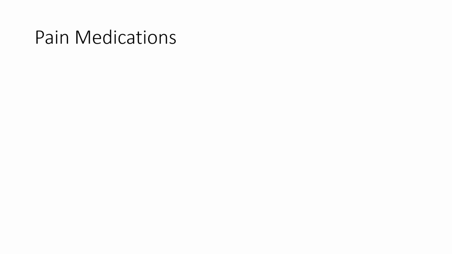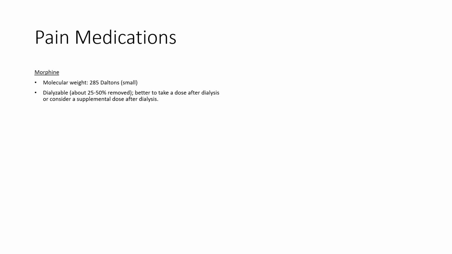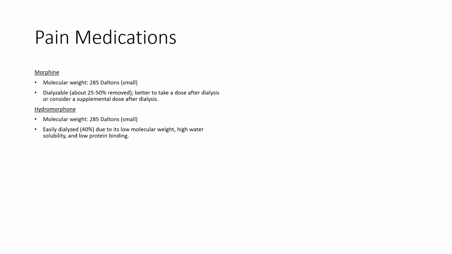Some, but not all, pain medications are removed with dialysis. Morphine is a small molecule, 285 daltons, that is highly dialysable. About 25 to 50% of it is removed during one treatment. So it's best not to take it right before dialysis because some of it will be dialyzed out. So it's better to take after dialysis or consider a supplemental dose after dialysis.